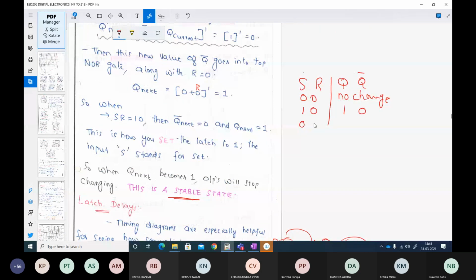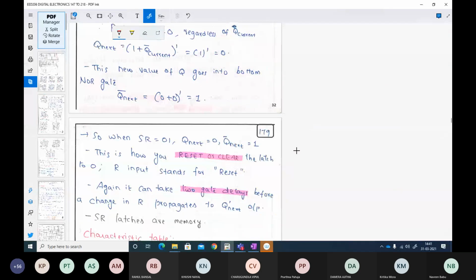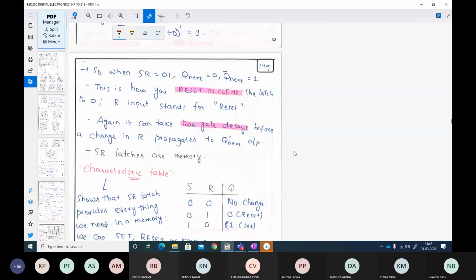When set is 0 and reset is 1, my Q bar is 1 and Q is 0 here. Okay. So now we can conclude here that when SR is 0, 1, your Q is 0 and Q bar is 1. This state we call a reset or a clear state. R stands for reset and S stands for set. And they will require 2 gate delays before your actual output gets stabilized. So this is called an SR latch memory.